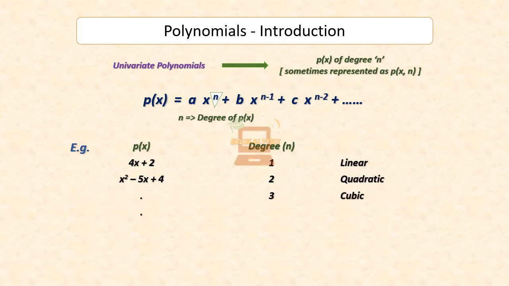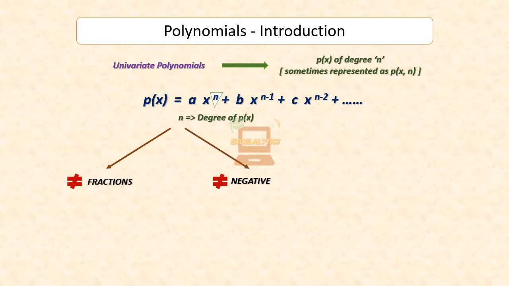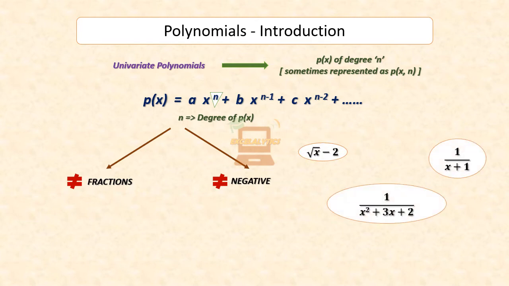Likewise, we can have higher degree polynomials of the order 3 that is cubic, order 4 that is biquadratic, order 5 that is quintic, order 6 that is hexic, and so on. But the degree of a polynomial cannot be in fractions or negative. Thus, expressions like square root x minus 2, 1 by x plus 1, 1 by x squared plus 3 times x plus 2, are not polynomials.